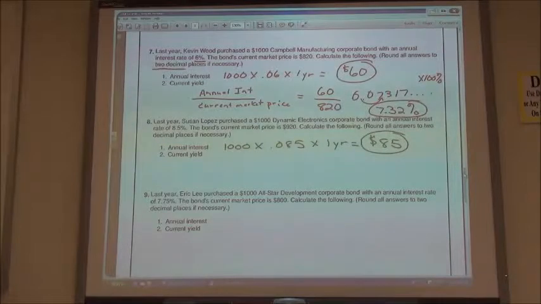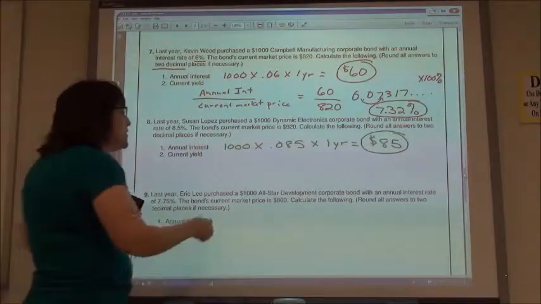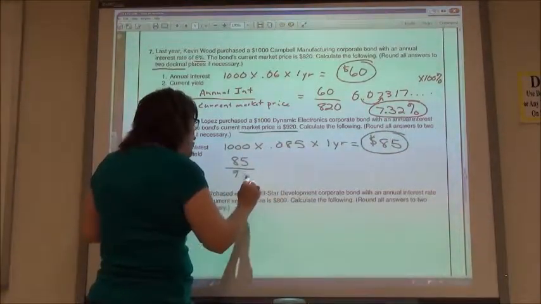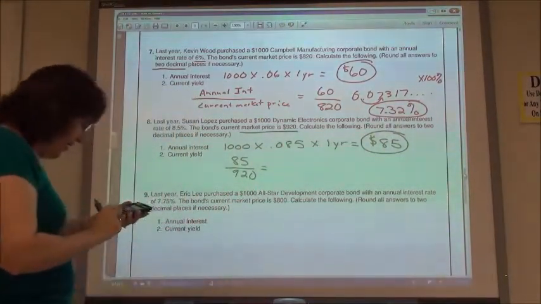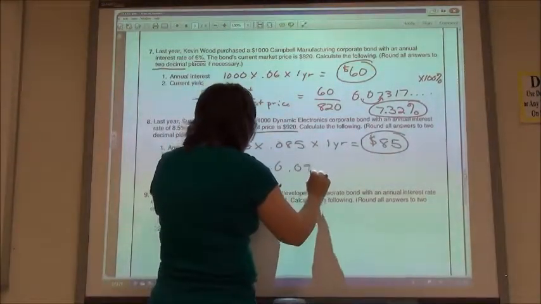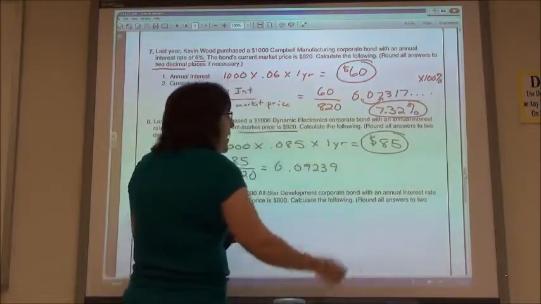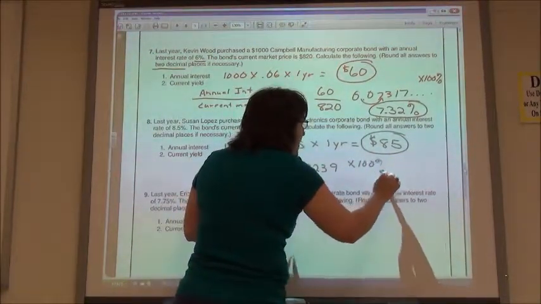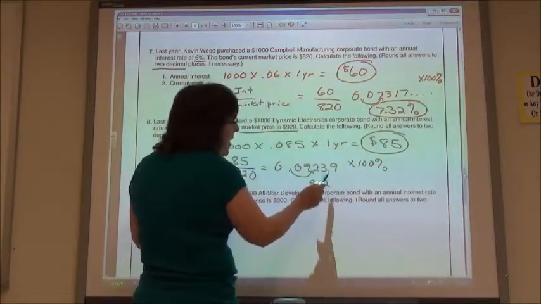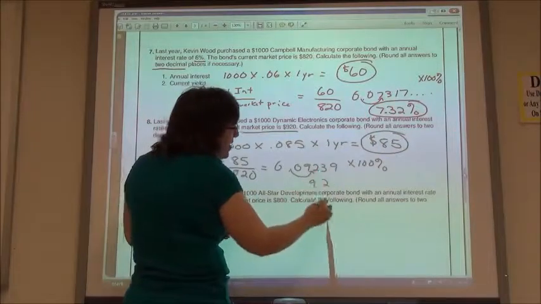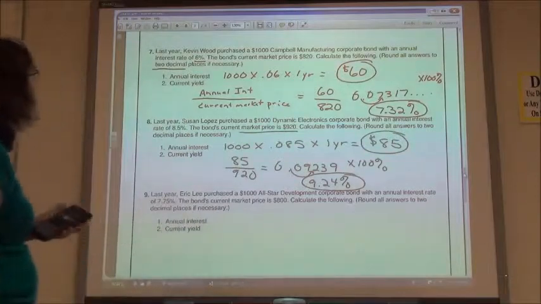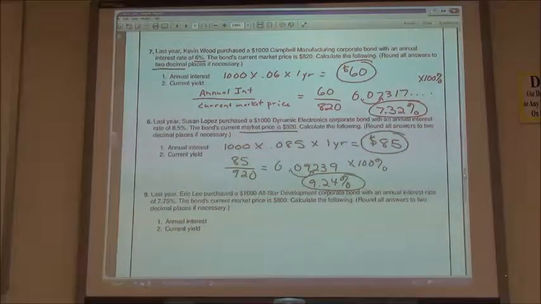Then they want us to calculate the current yield. So the current yield is your annual interest, which is $85, divided by the current market price, which is $920. So 85 divided by 920 gives me 0.09239. Again, I want to change it to a percent, so I've got to move my decimal 2 places. 9.2, and it's 39, so since there's a 9 behind there, I've got to round it up to 4. So 9.24% would be my answer to 2 decimal places.